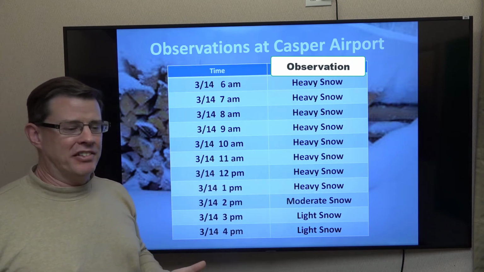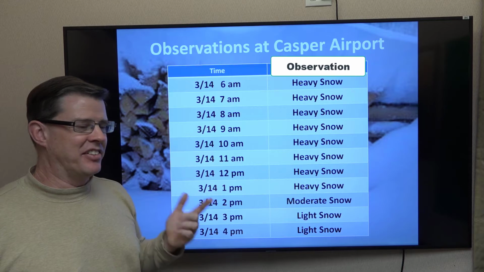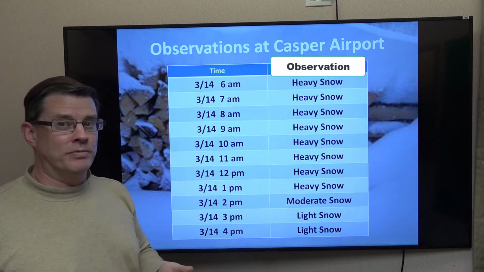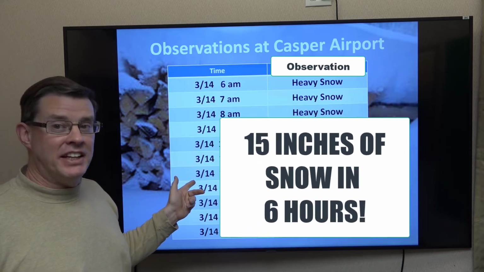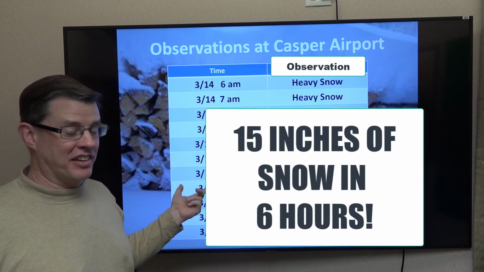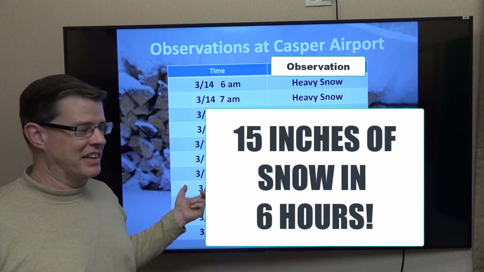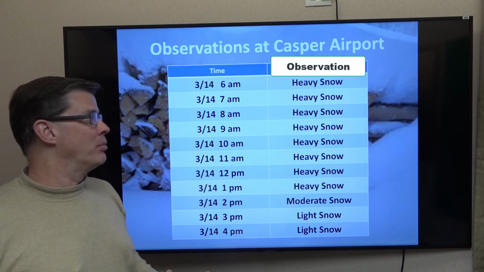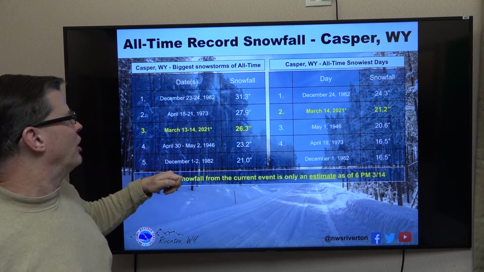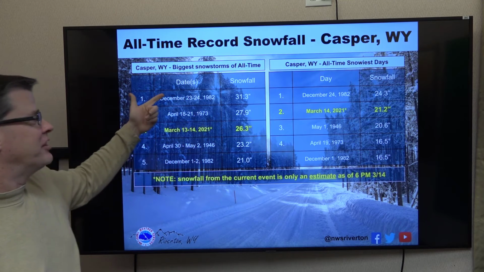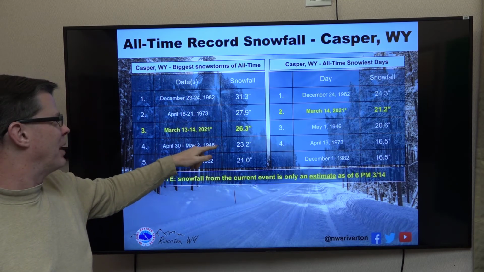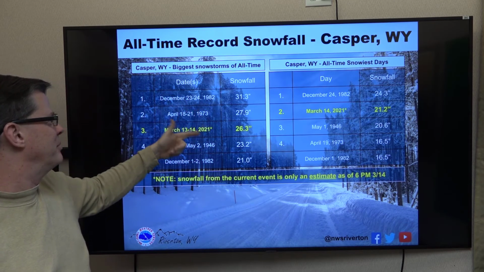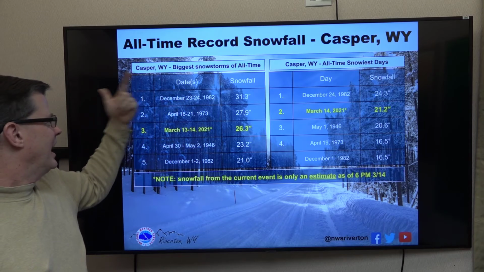And there were some very heavy snowfall rates. How much? Between just 6 a.m. and noon, 15 inches of snow. That's 2.5 inches an hour for 6 hours, and that causes a lot of travel problems, obviously. Traffic around Casper pretty much came to a halt at that point. And it's a record snow for a lot of things. As you can see, biggest snowstorms of all time, it ranks number 3, just behind the storms in '73 and '82. So the biggest storm in almost 40 years.